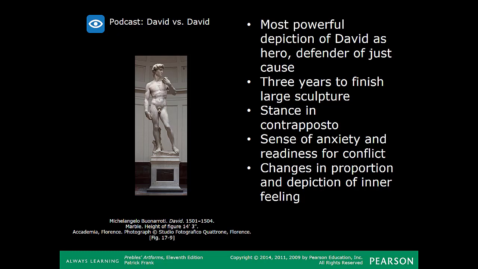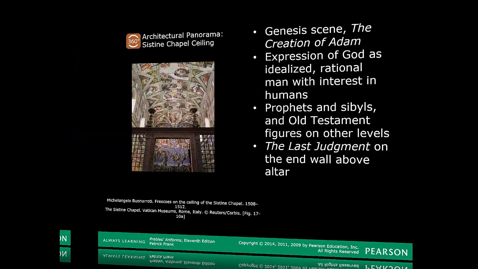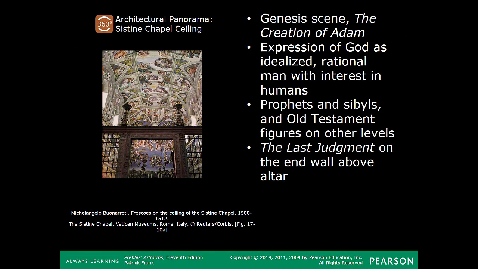You'll notice that his slingshot is on his shoulder, as though he was about to engage in the battle against Goliath. Very different from the way Donatello portrayed him, in that he was already standing on Goliath's armor. So that is a depiction of David after the battle with Goliath, and this is more about the tension, the awareness of before the battle.